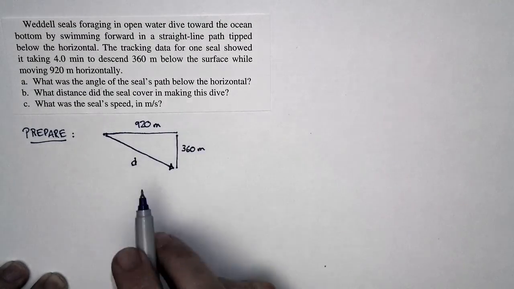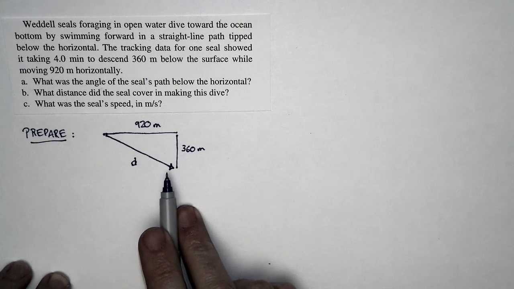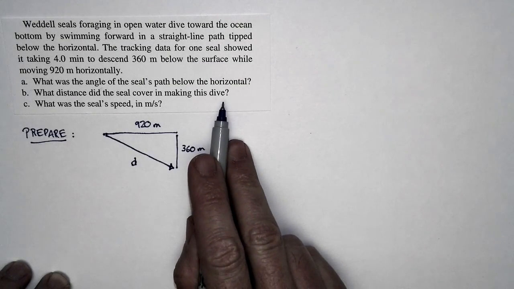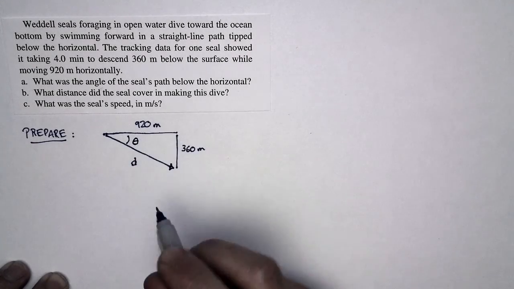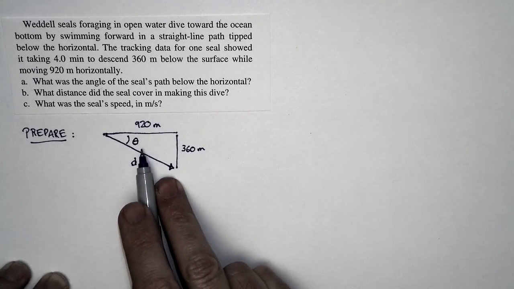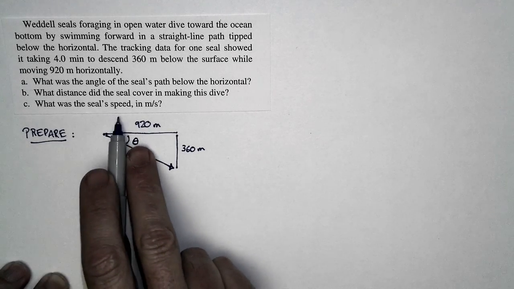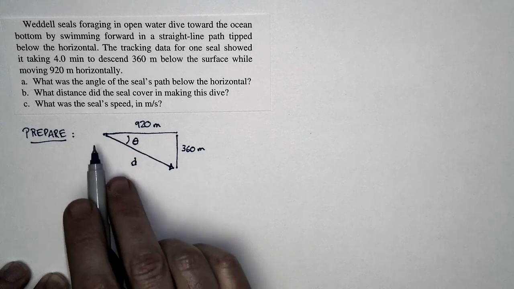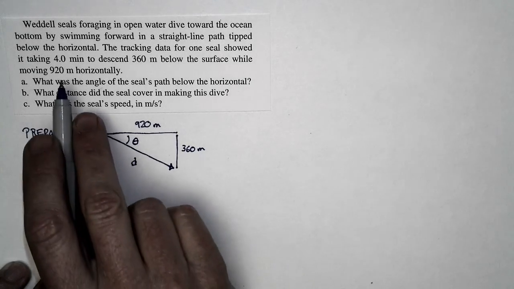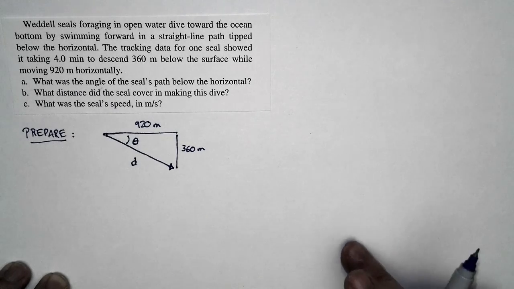This distance d is how far the seal moved, and that's one of the things that we're asked to find. We're also asked to find the angle of the dive path below the horizontal, which is this angle right here. Finally, we're asked to figure out the seal's speed in meters per second. The distance is this distance d, the time is 4 minutes.